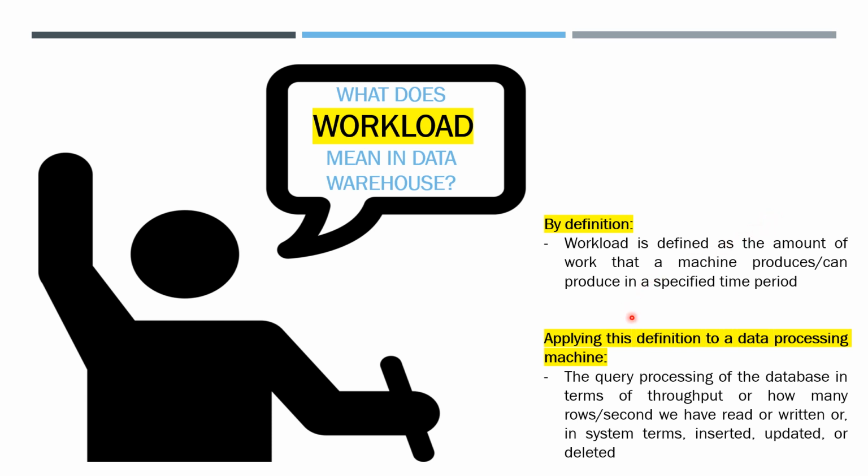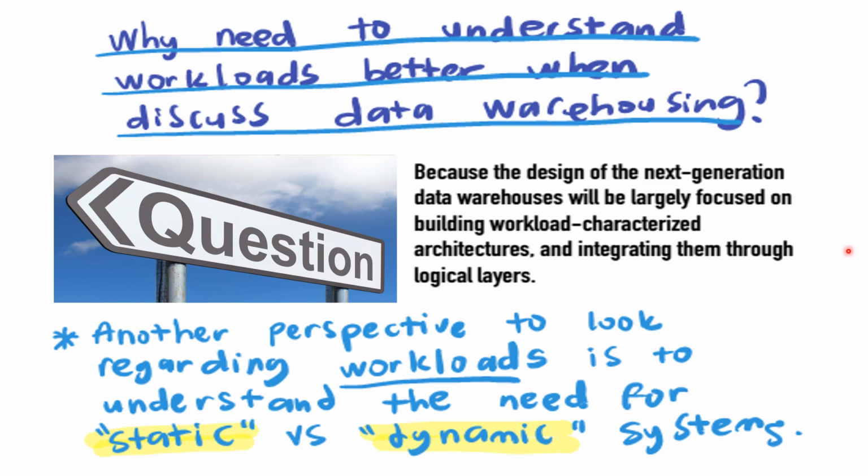Okay, applying this definition to a data processing machine, the definition will be slightly different. It's about the query processing of the database in terms of throughput, or how many rows per second we have read or written, or in system terms, inserted, updated, or deleted. So these are all system terms, which are more specific definitions in the data warehouse. Right, let's move on.